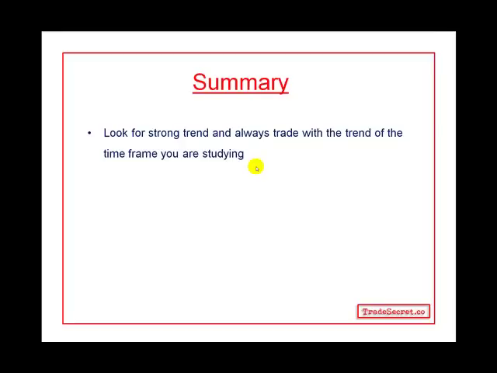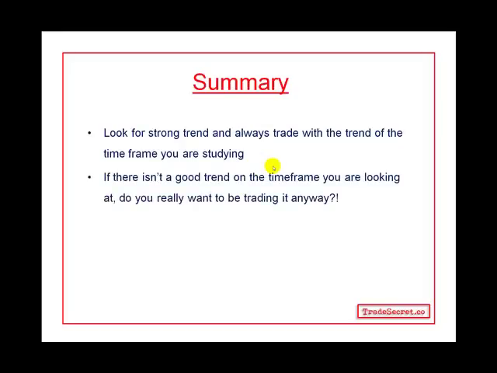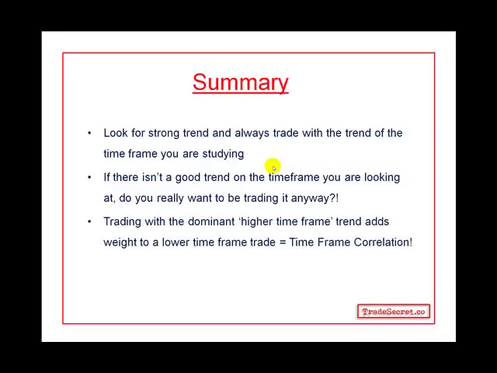Another technique that I sometimes use is to use moving averages, or 2 moving averages, to give you a sense of whether you have a trend or not, or a cross. If there isn't a good trend on the time frame you're looking at, do you really want to be trading it? So that really turns into point A. We're looking always for high probability trading setups, and those generally come where there is a strong trend. And then lastly, trade with the dominant higher time frame trend and weight to lower time frame trades. And this is basically time frame correlation.